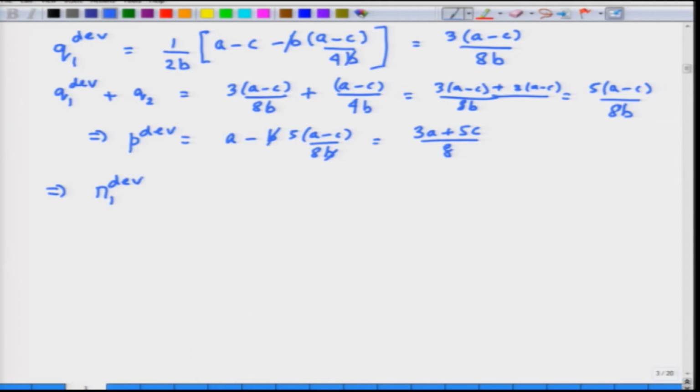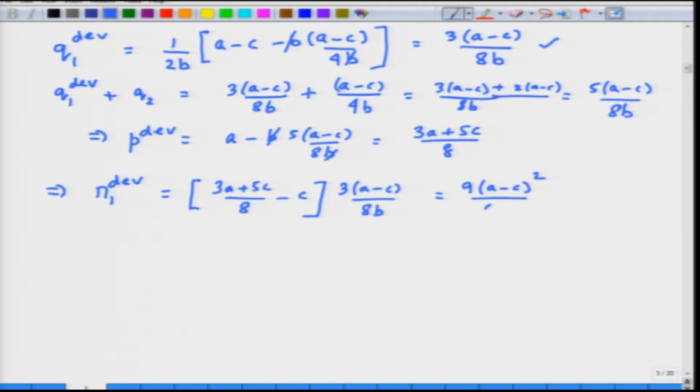which then implies that firm 1's deviation profit is the deviation price, which is (3A plus 5C) divided by 8 minus the marginal cost, times the deviation output that it wants to produce, which is 3 times (A minus C) by 8B. Now, if I do this algebra, I will have 3 times (A minus C) times 3 times (A minus C). So, that is 9 times (A minus C) whole square by 64B. And notice this is strictly bigger than the Cournot profit of (A minus C) whole square by 9B. 9 upon 64 is greater than 1 upon 9.